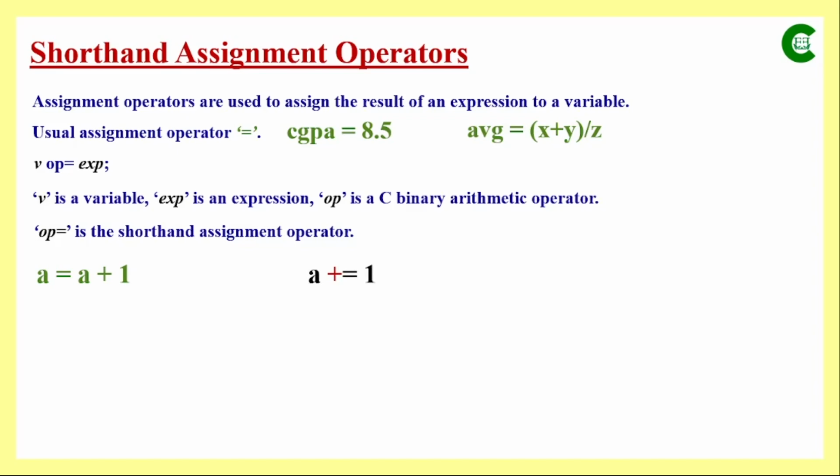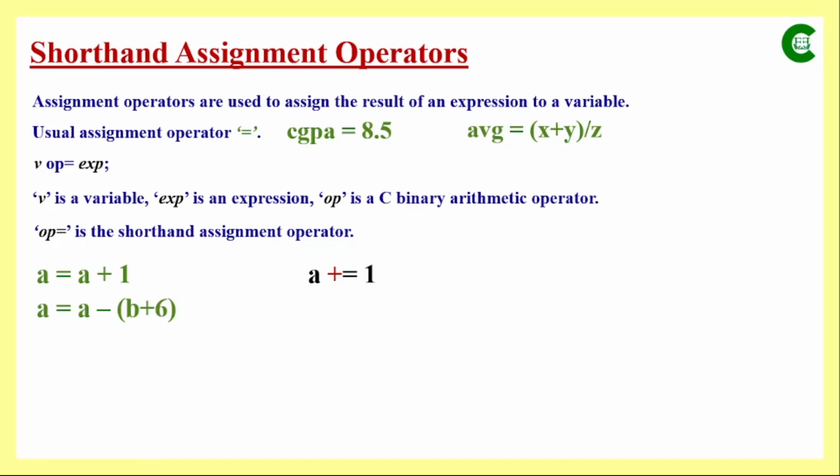Now the same expression has been written in short here. On the left side we have that variable a. In the general pattern we have represented that by v, and then we have this binary arithmetic operator plus, as we are doing addition, and then the normal assignment operator, and then on the right hand side we have 1. So the whole thing stands for a plus equal 1, meaning a is equal to a plus 1. That means a plus 1 will be evaluated and then that value will be assigned to a again.